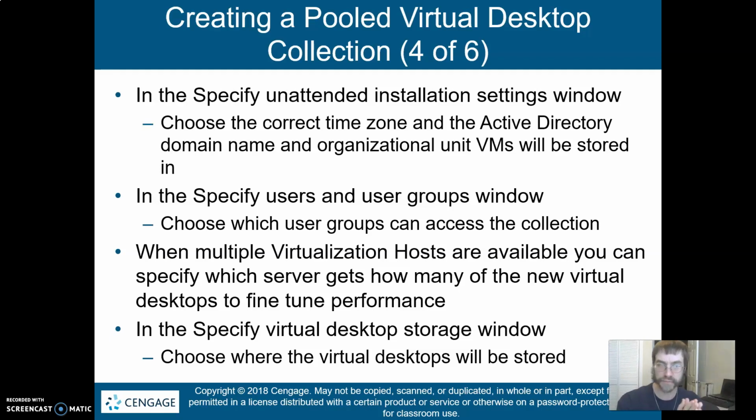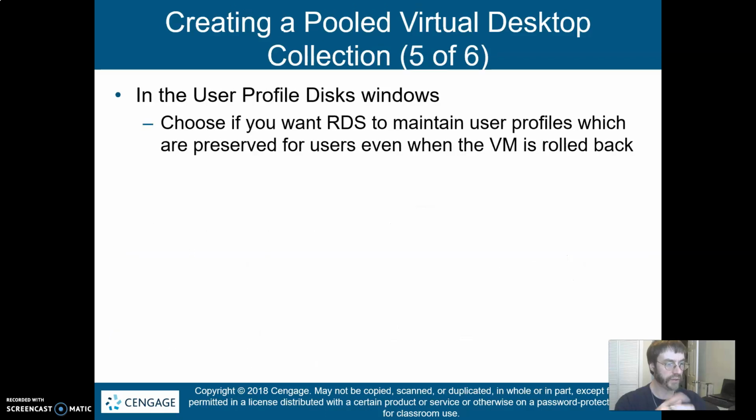Basically, choose your correct time zone, choose the correct domain name, the correct OU, and specify which users and groups can access the collection. You can even tell it what name scheme to use for new VMs that you generate. And you choose where the VMs will be stored, either locally or across the network. And then you can also choose, if you want to, user profile disks. If you want RDS to maintain profiles for your users so that they have data that persists even when the VM is rolled back to its default state, you can do that.